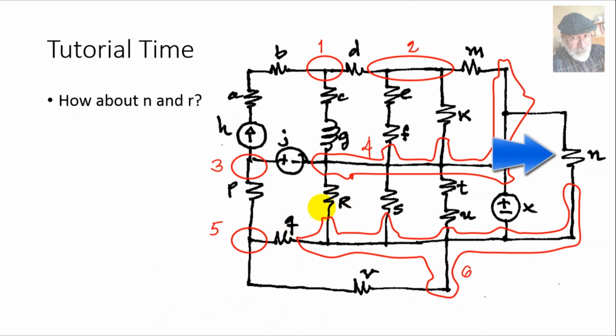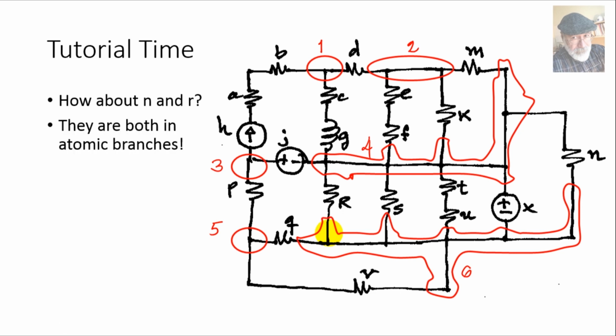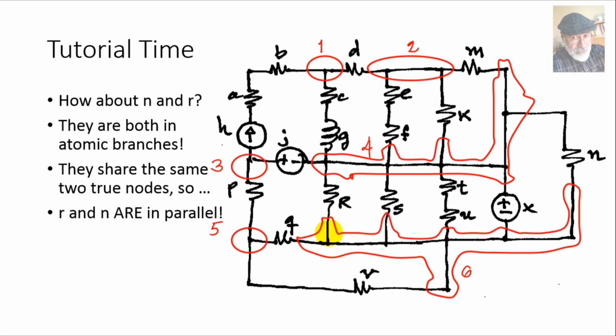Oh, one more. How about N and R? There's N on the far right and R in the left of the circuit. Are they in parallel? That seems to be far-fetched because they are pretty far from one another. However, both are in atomic branches. N between nodes 4 and 6 and R between nodes 4 and 6. So both are in atomic branches and they both share the same two true nodes 4 and 6. They are indeed in parallel.